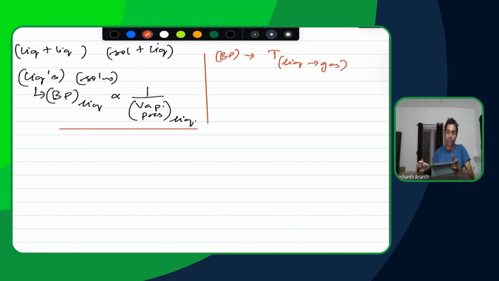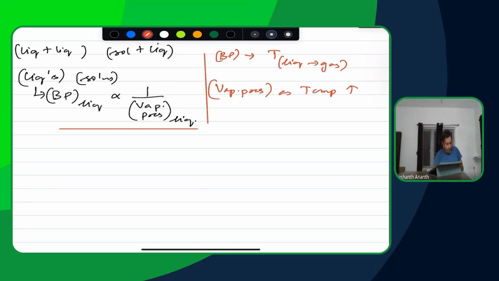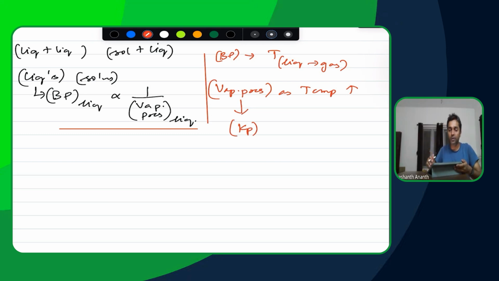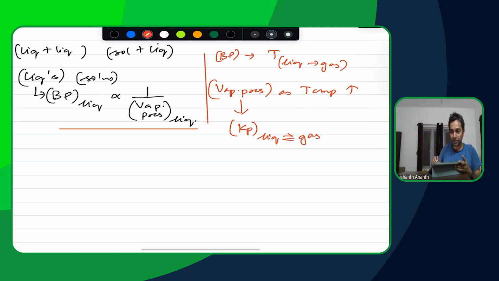So let's try to understand boiling from the point of view of vapor pressure. What is going to be happening to vapor pressure as you increase temperature? It increases. Let's discuss it in every different way possible. Vapor pressure is the equilibrium constant for what? For liquid in equilibrium with gas. Increase in temperature favors the forward direction. Why does it favor forward?